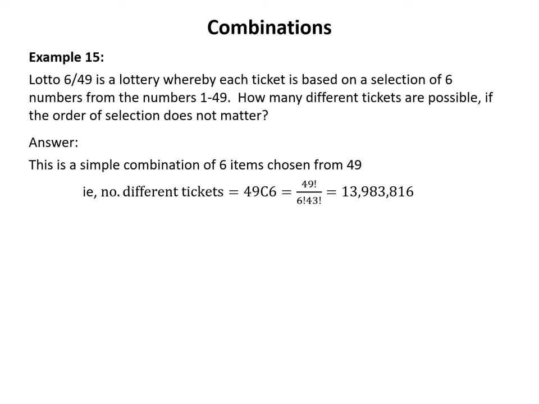So to answer the question about how many different tickets are possible, we simply need to realize that this is a combination of 6 from 49. The number of different tickets is simply equal to 49 choose 6. Using the formula for combinations, that equals 49 factorial over 6 factorial times 43 factorial. And the answer we get is 13,983,816.